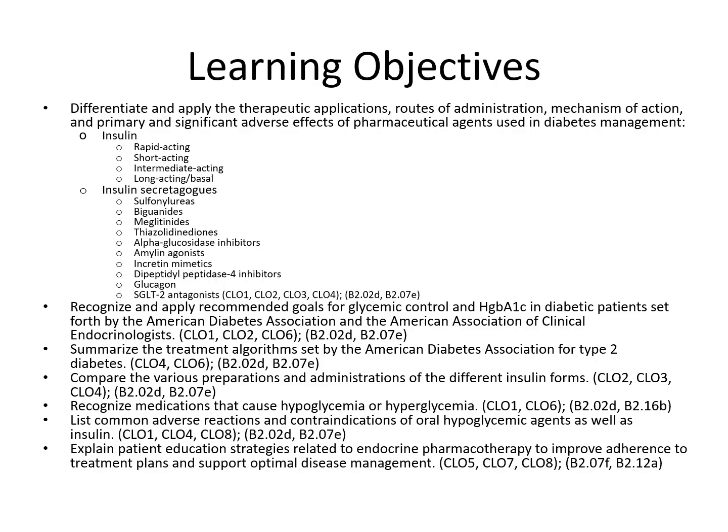Recognize and apply the goals for glycemic control and hemoglobin A1C in diabetes patients set forth by the ADA and AACE. Summarize treatment algorithms set by the ADA for type 2 diabetes. Compare the various preparations and administration of the different insulin forms. Recognize medications that cause hypoglycemia and hyperglycemia. List common adverse reactions and contraindications of oral hypoglycemic agents as well as insulin, and explain patient education strategies related to endocrine pharmacology to improve adherence to treatment plans and support optimal disease management.